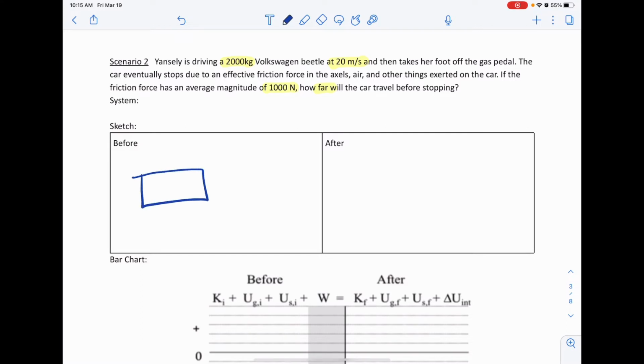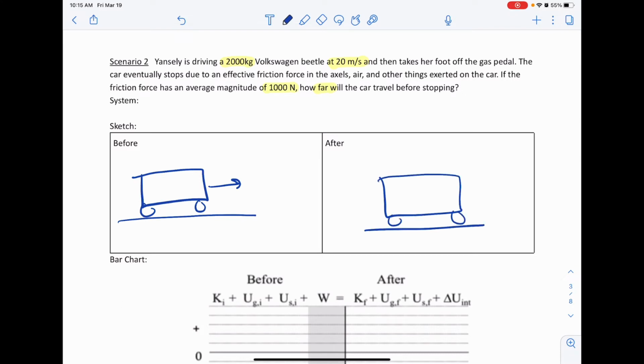So initially, we have a car, and it's moving. And then after, we have a car, and it's no longer moving. Okay? We know that the mass of the car is 2,000 kilograms. We know its starting velocity is 20 meters per second. We know there's some kind of force of 1,000 newtons exerted on it that slows it down, but we don't know the distance it travels.